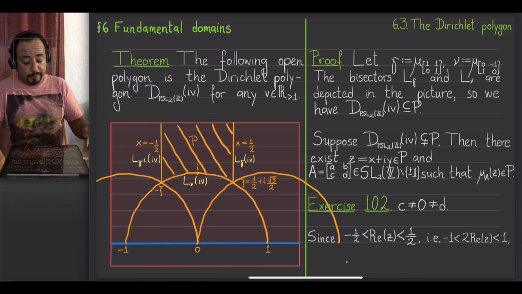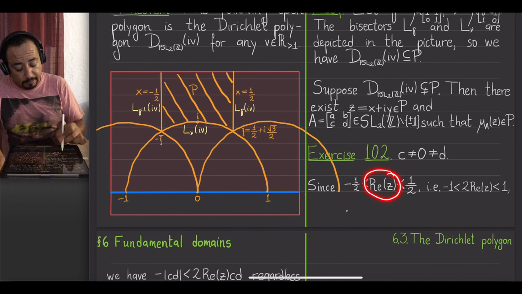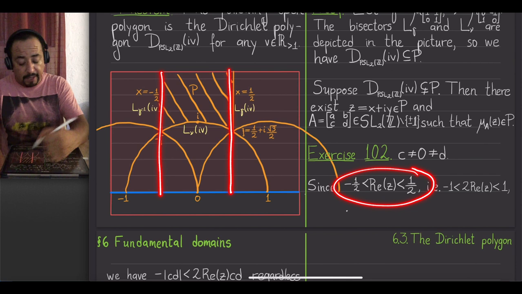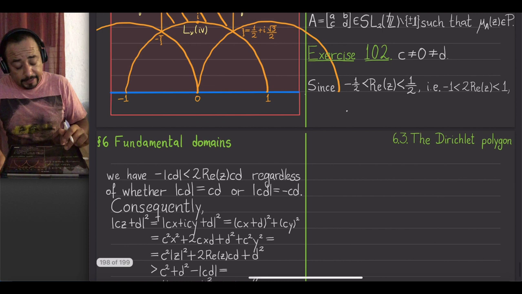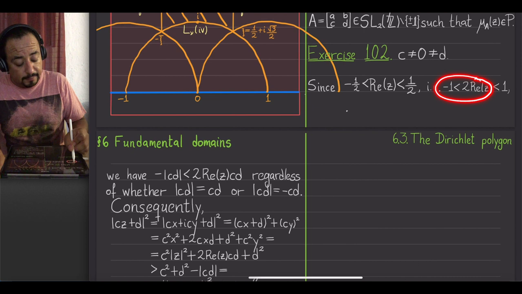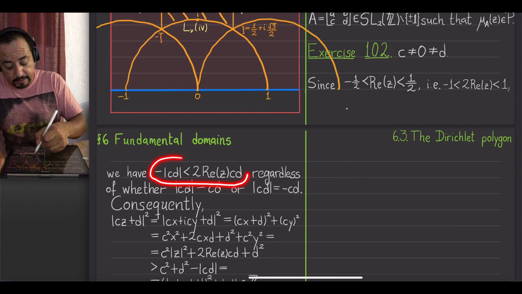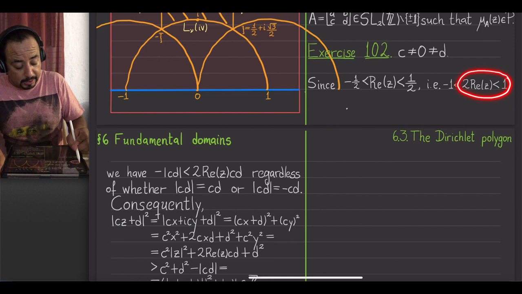Now, Z is in P, so its real part is bounded this way, by minus one half and one half. That is, the real part of Z satisfies this inequality. And then consider this inequality. If C times D is positive, you can multiply this by C times D, and the inequality is preserved, and we obtain this inequality. And if CD is negative, then take this inequality and multiply by C times D, so that it gets reversed.